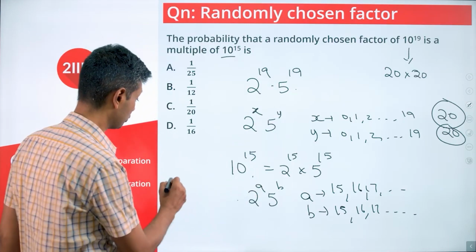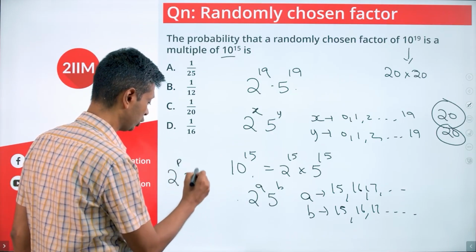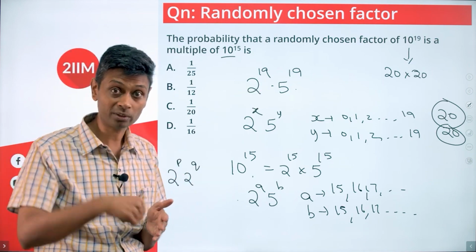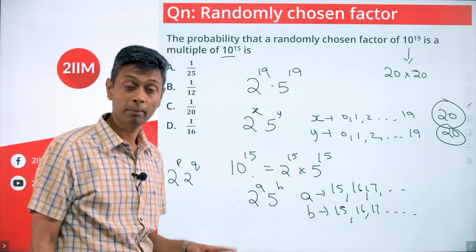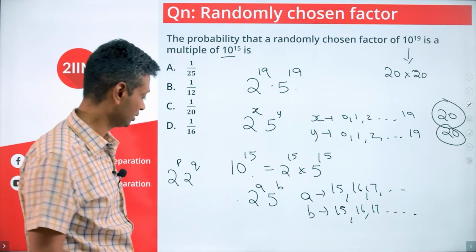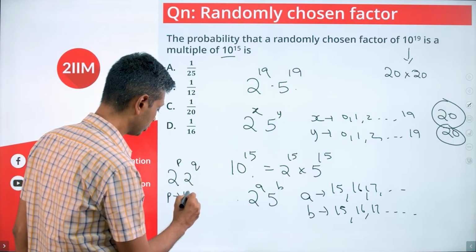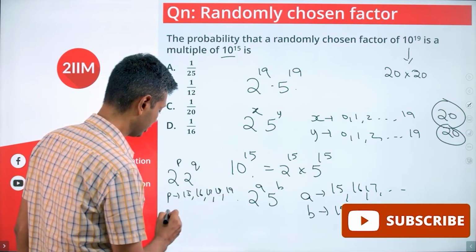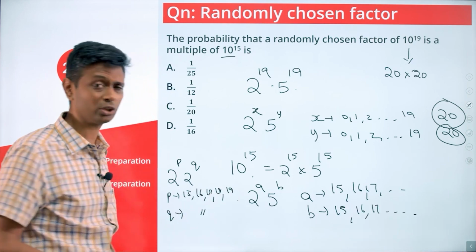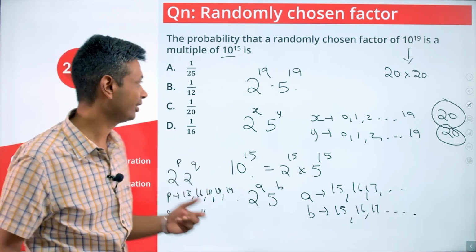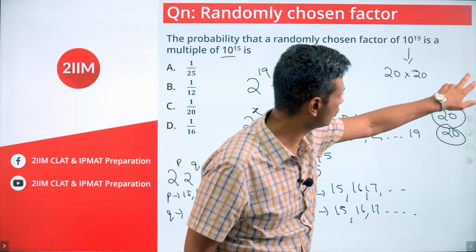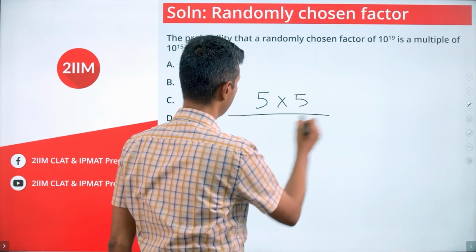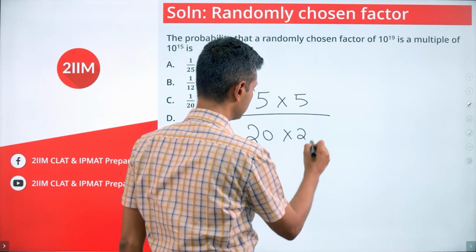So we are looking for numbers in the form 2 power p into 5 power q. In order to be a factor of this, p and q will have to be 19 or lower. In order to be a multiple of this, p and q will have to be 15 or higher. So p takes values 15, 16, 17, 18, 19. q takes a similar set of values, 15, 16, 17, 18, 19. So finally, the probability we are looking for is 5 into 5 by 20 into 20.